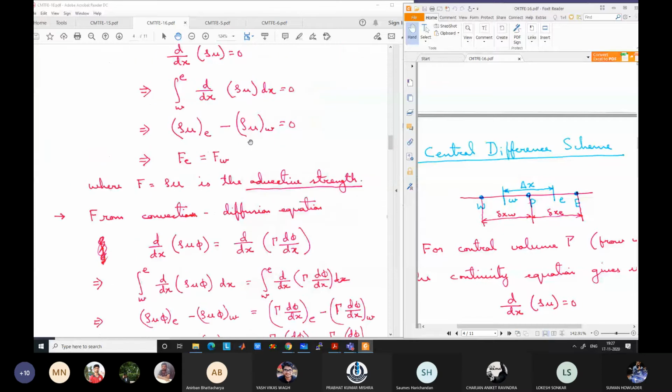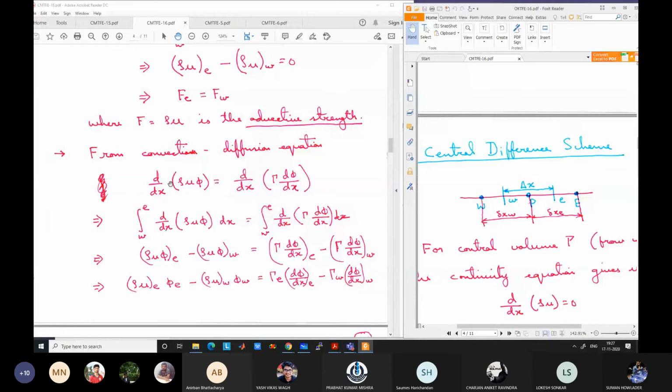From the convection diffusion equation that we have written, d/dx of rho u phi equal to d/dx of gamma d phi/dx, again we can integrate over this control volume going from west to east. If you integrate it from west to east, you get rho u phi at east minus rho u phi at west is equal to gamma d phi/dx at east minus gamma d phi/dx at west. These terms we have already tackled in the previous chapter. We know how to tackle this diffusion term.